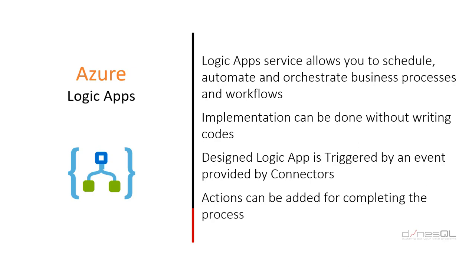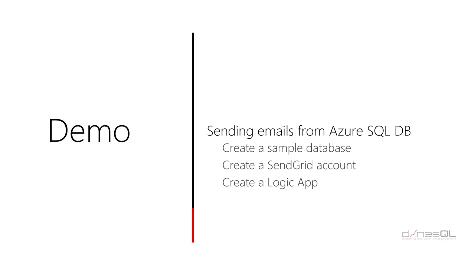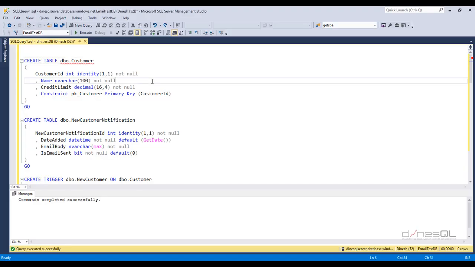Now let's go into the demo. As I explained with the first slide, this demo will show you the way of configuring a SendGrid account and how to configure Logic Apps using SendGrid for sending emails in response to certain operations related to a sample database. Let's see the code.